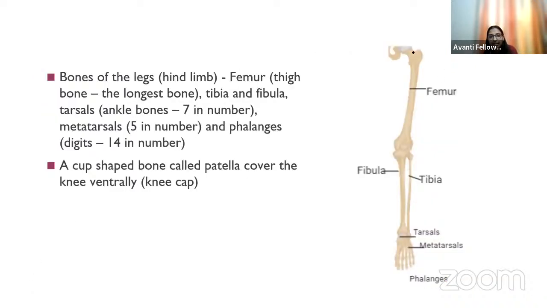Moving next is the hind limb. The hind limb consists of the femur, which is the thigh bone. This is the strongest, longest, and thickest bone. Here the kneecap is present, which is known as the patella. The lower leg consists of the fibula and tibia. The tarsals, metatarsals, and phalanges are present. The tarsals form the ankle.